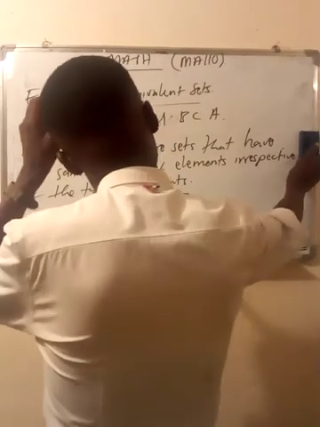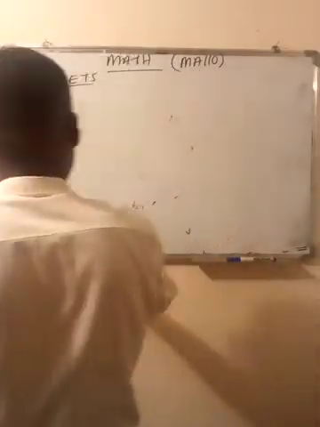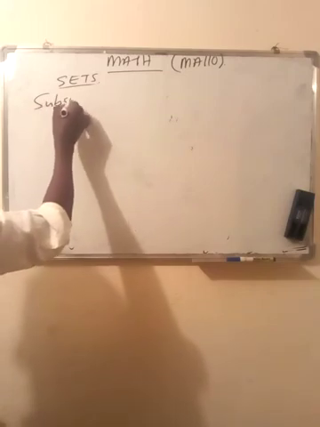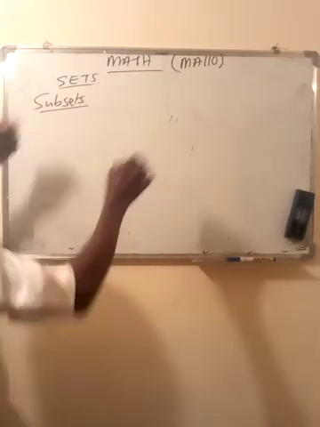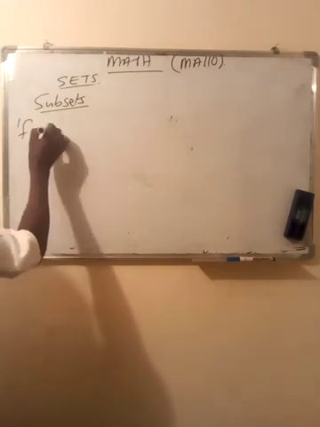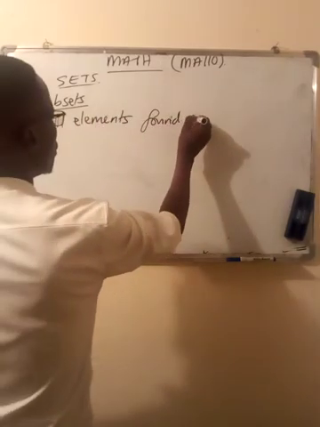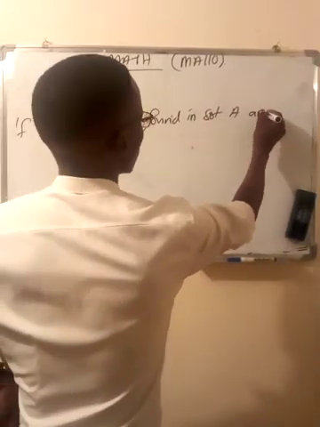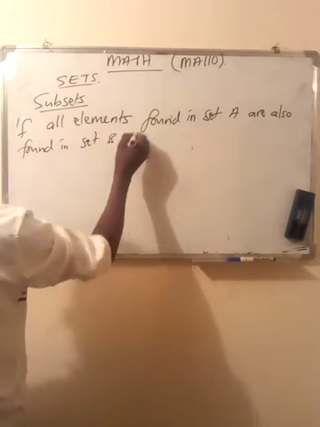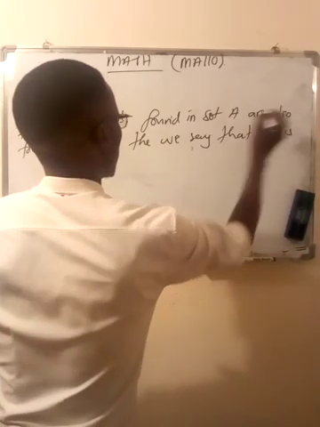So then let's look at subsets. So we say if all elements found in set A are also found in set B, then we say that A is a subset of B. Let's say A is C, D, G, and B is F, P, Q, X, Y, Z.